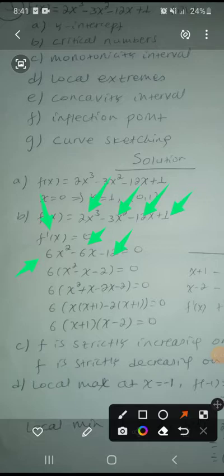So the first derivative will be expressed as 6(x² - x - 2). x² - x - 2 can be expressed as (x + 1)(x - 2), so the derivative is 6(x + 1)(x - 2), using the factorization method.